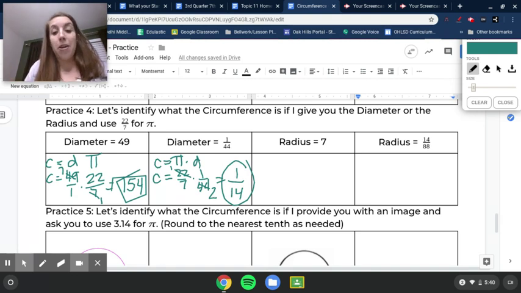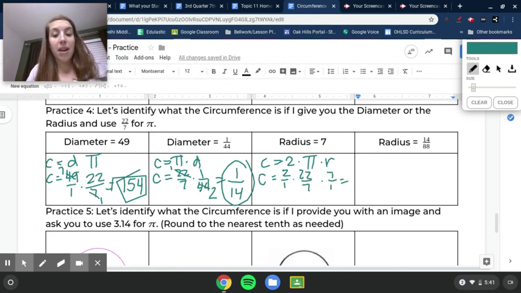Okay. Using the formula with radius in it because they've given me the radius. So C equals 2 times pi times r. C is equal to 2/1, because I'm dealing with a fraction, 22/7 times 7/1, because I'm dealing with a fraction. Type that into your calculator. The 7s cancel, and I already know what 2 times 22 is, so C is equal to 44.